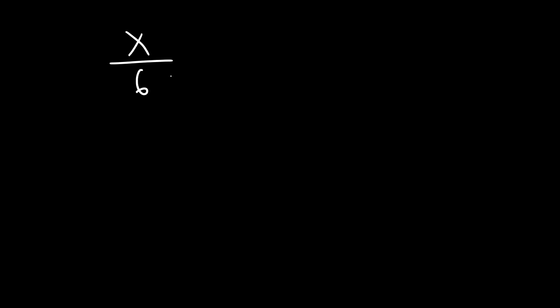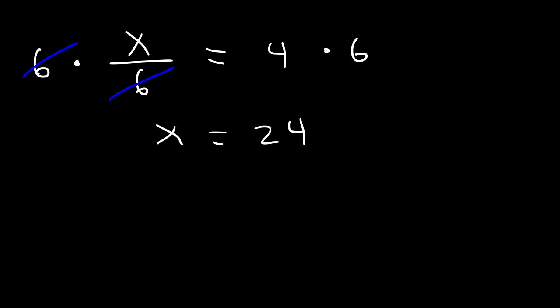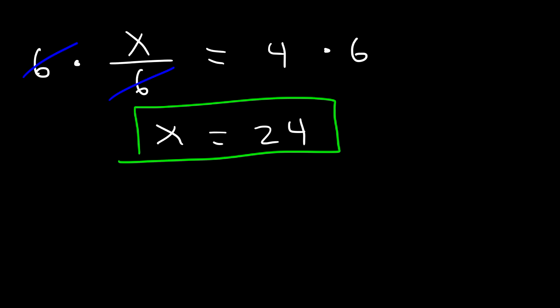Now, if x divided by 6 is equal to 4, what is the value of x? The opposite of division is multiplication. So in this example, we want to multiply both sides by 6. 6 divided by 6 is 1, so those two numbers will cancel. And on the right, we have 4 times 6, which is 24. And so that's the value of x.